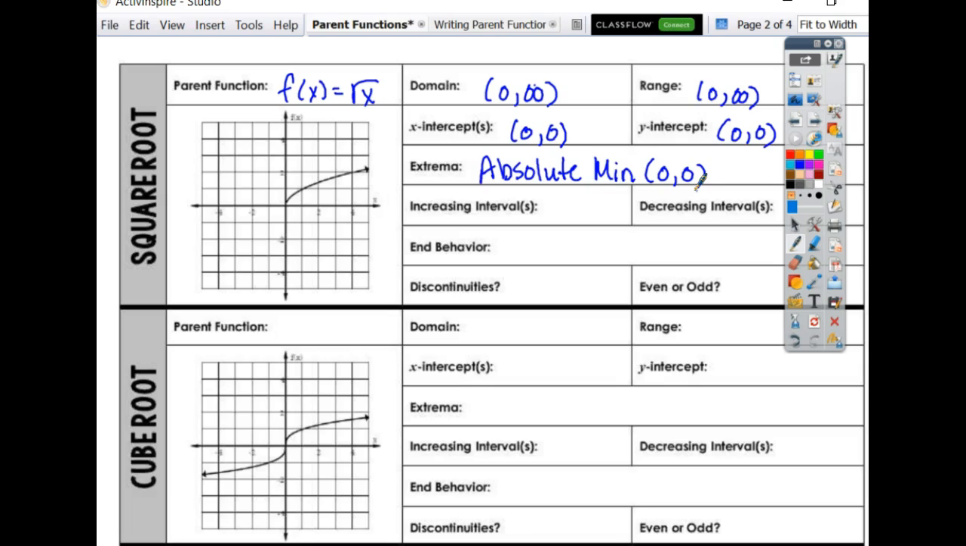Rosa, I want the increasing interval. Where's Rosa? All right, Rosa, come on. It is. Is there any decreasing?